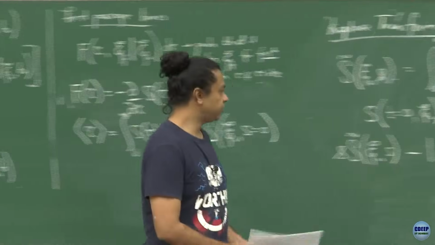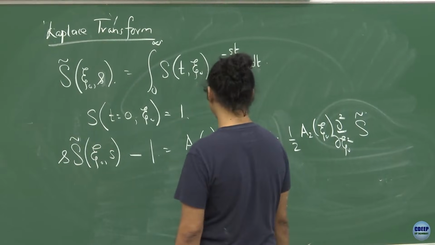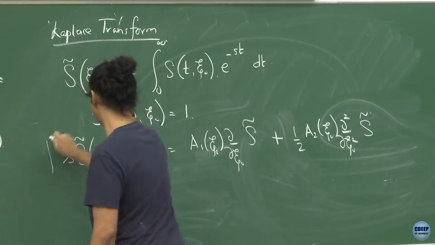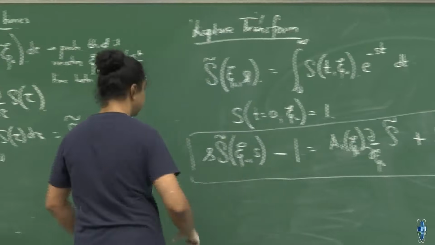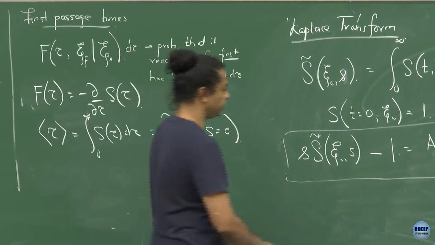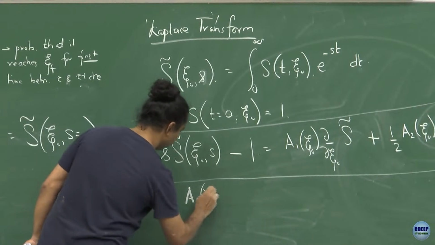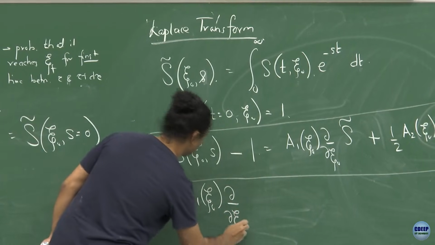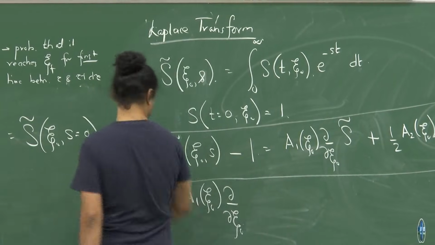So therefore, the equation for the mean first passage time I can find from this equation. This is the general equation for the Laplace transform. And if I want the equation for the mean first passage time, I can set s equal to 0 in this equation. So if I set s equal to 0, I would get a1 of xi naught del del xi naught of s tilde at s equal to 0, which is my mean time.